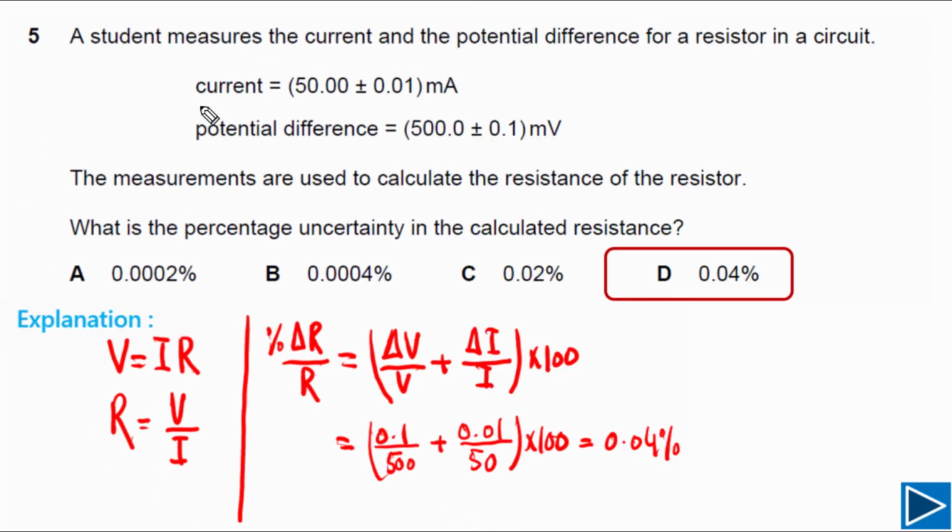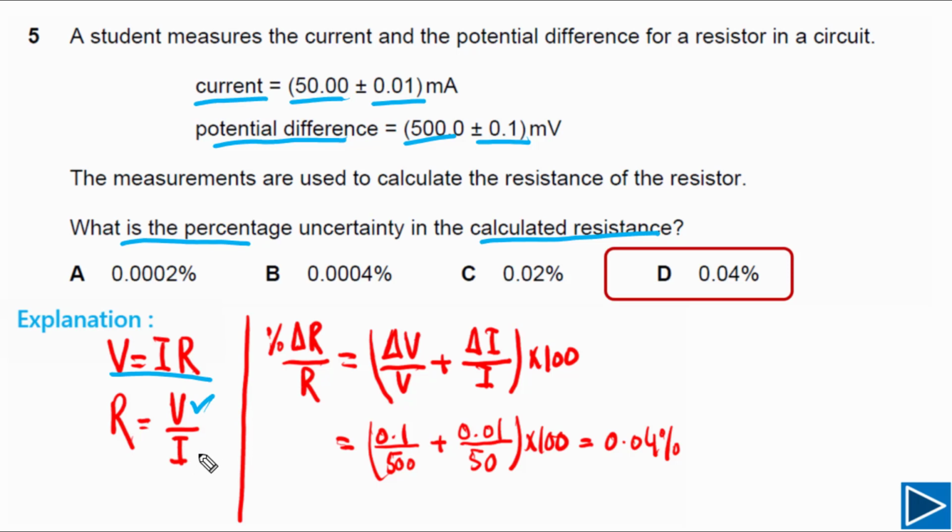For this question, current is given, the mean value of the current with absolute uncertainty is given. Potential difference, its mean value and absolute uncertainty is given. We need to calculate the percentage uncertainty in the calculated resistance. Now, first of all, we need to understand how potential difference, current and resistance are linked together. They are simply linked together by Ohm's law. This is very simple, Ohm's law. V is equal to IR, so R is equal to V by I.